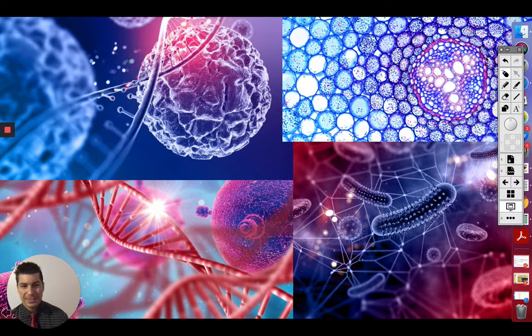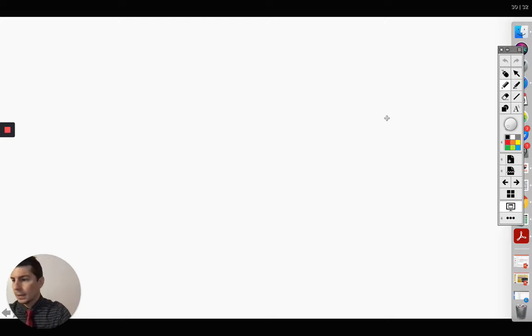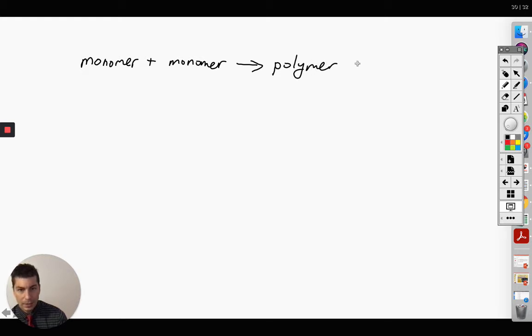We went over the dehydration and the hydrolysis reactions. Let me do one of those with you guys real quick. If we have a dehydration reaction, let's say we have monomer plus another monomer, we're going to get a polymer out of it, and we're also going to get water. Why are we getting water?